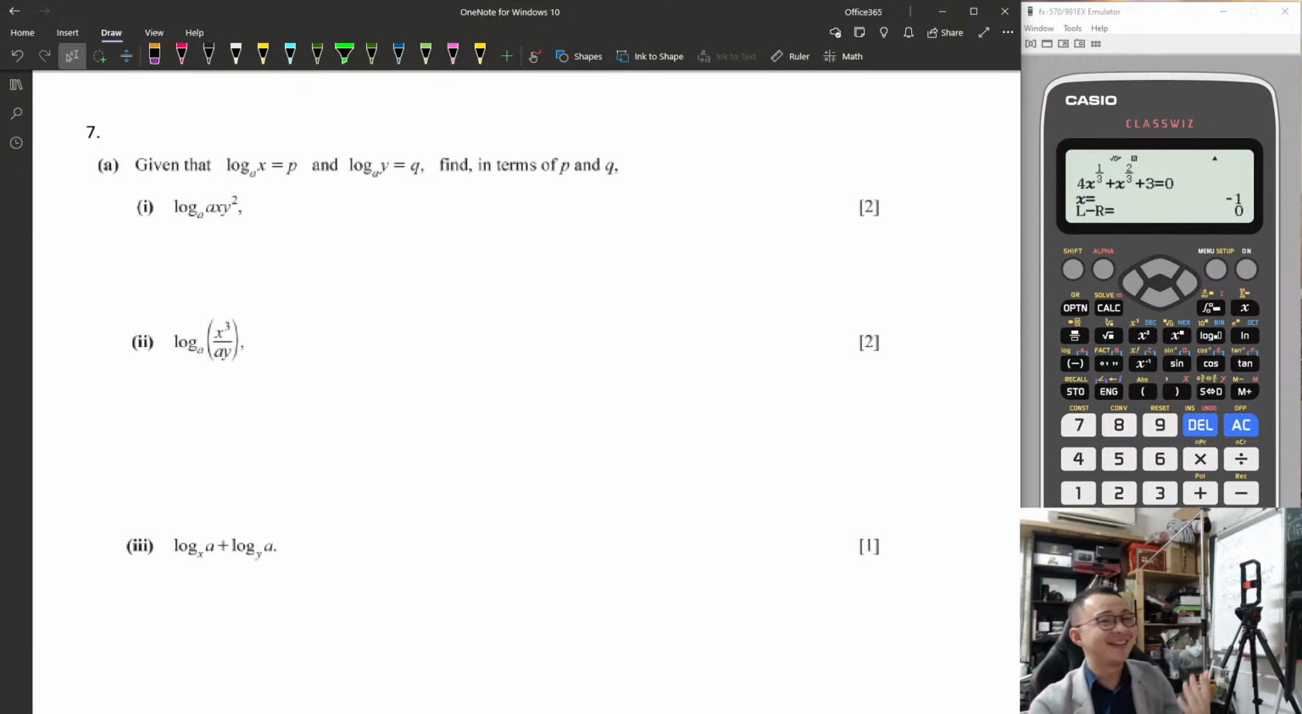Okay, done the indices. So now we go to log. I prepared quite a lot of questions for log. Then the last 3 questions is cert.